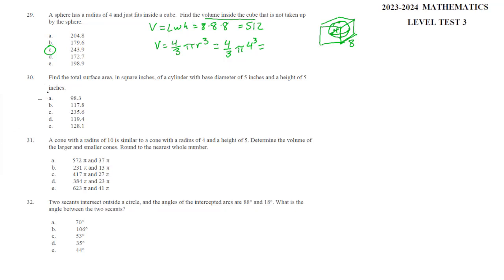Number 30. Find the total surface area in square inches of a cylinder whose base has a diameter of 5, which is a radius of 2.5. Watch for that. So radius is 2.5 and a height of 5. So the volume, nope, not volume, we want the surface area. So the surface area is 2 pi RH. So that's the circumference times through the height. That gives you the outside lateral surface area plus the pi r squared on the top and the bottom.